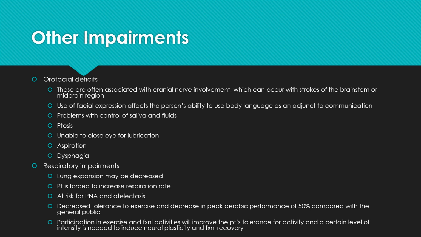They have a decreased tolerance to exercise and a decrease in peak aerobic performance of 50% compared with the general public. Participation in exercise and functional activities will improve the patient's tolerance for activity, and a certain level of intensity is needed to induce neuroplasticity and functional recovery. So despite the low respiratory tolerance, we still need to push our patients to a certain aerobic level in order to induce the neuroplasticity needed for stroke recovery.